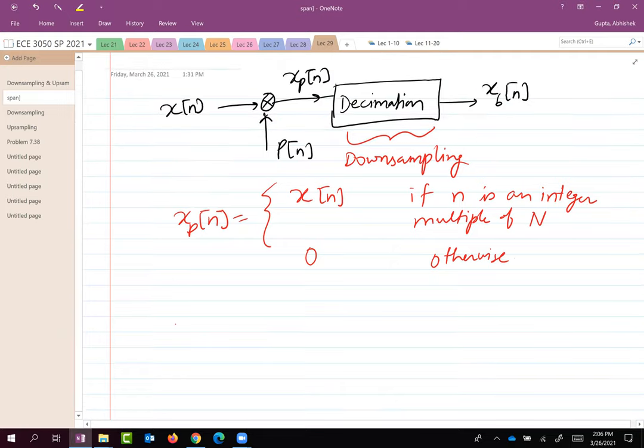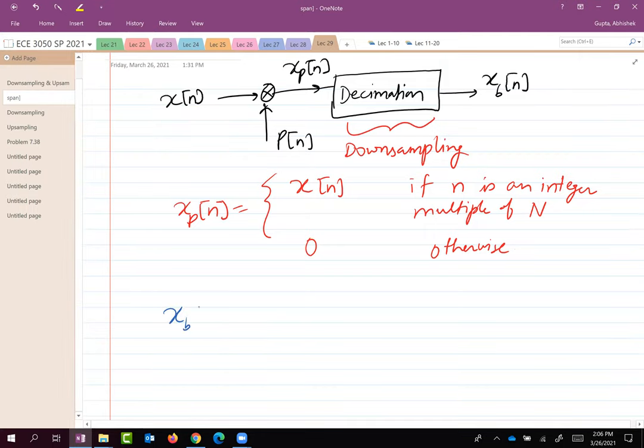Okay, and then we define this x_b of n as x_p of k, which should be equal to x_p of kN. Yeah, this is right. Where k is an integer, which is also equal to x of kN.